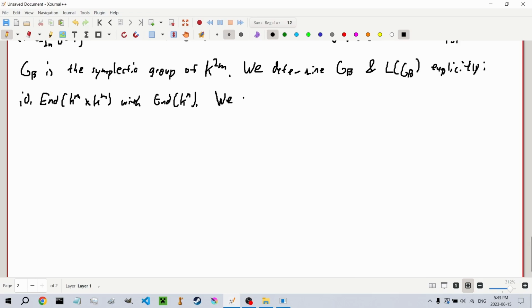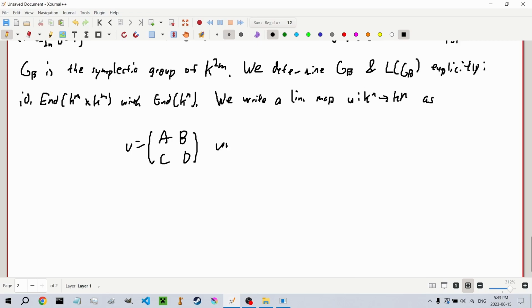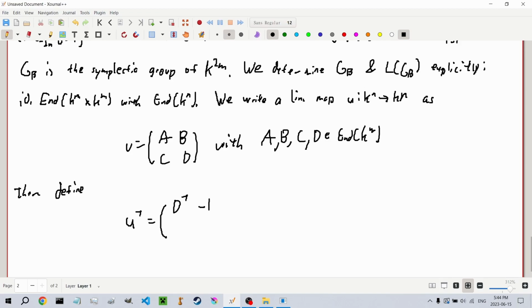And from that we can write a linear map u from k to the n as u to be our matrix A, B, C, D, with A, B, C, and D morphisms of K to the M. And from this we define, rather, this is more of an operation than a variable, we find the transpose of such a map to be the transpose of D, negative the transpose of B, negative the transpose of C, and the transpose of A.